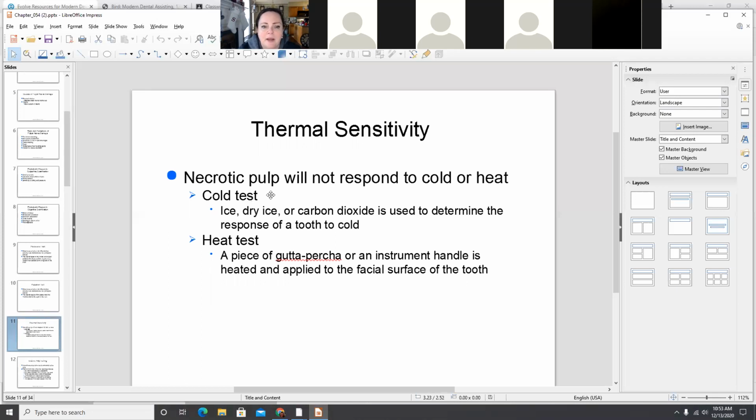Okay. A cold test: ice, dry ice, or carbon dioxide is used to determine the response of a tooth to cold. That's Endo Ice. Okay. That's what I was looking for, dry ice. Yeah. Heat test: a piece of gutta percha or an instrument handle is heated and applied to the facial surface of the tooth. All right. And that's going to be the heat test.